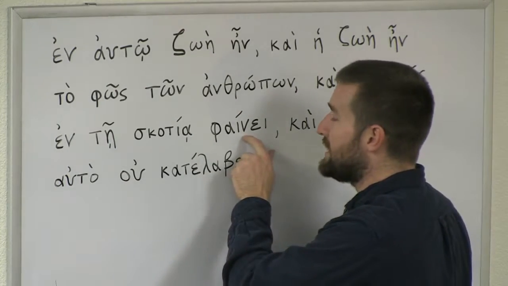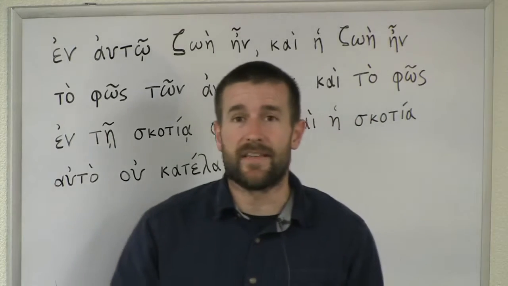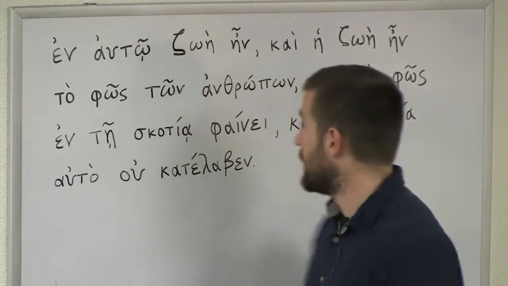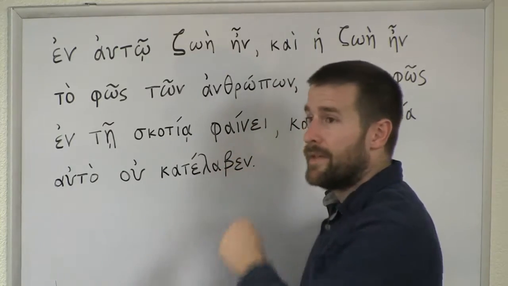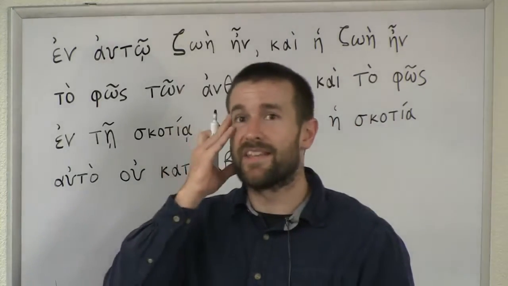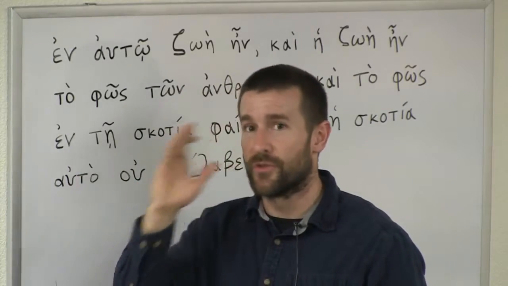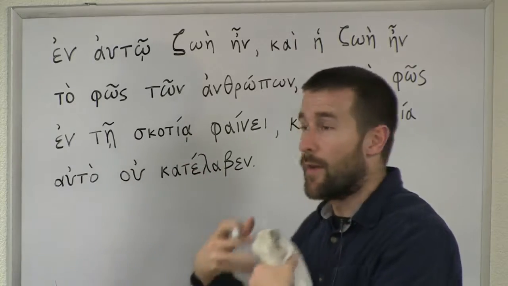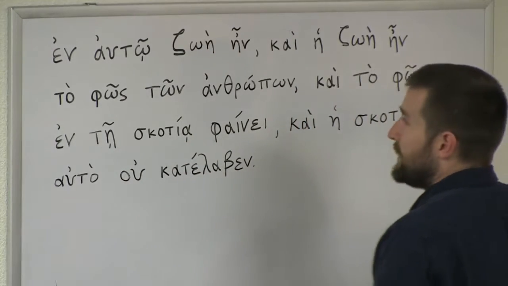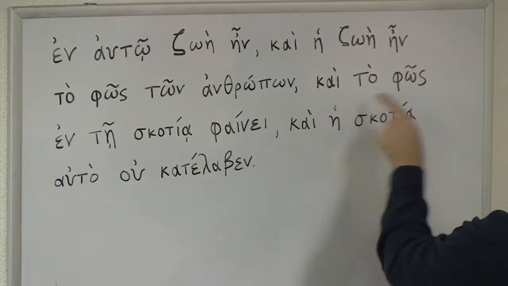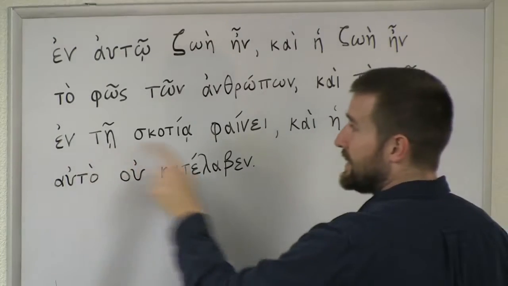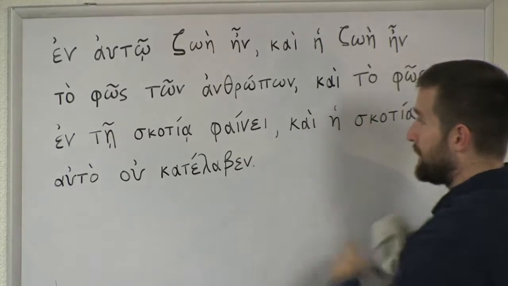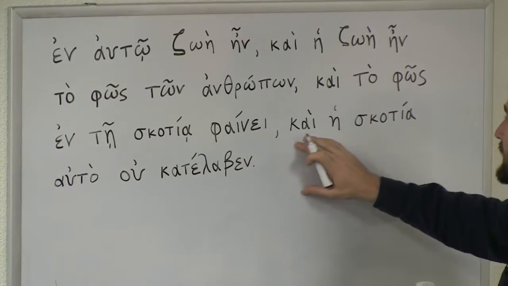Now, a quick, easy way to remember the word pheni is to think of our English word phenomenon. And our English word phenomenon comes from pheni, because a phenomenon is something that is seen or something that is observed. And pheni means to be seen, to shine, to appear, to sight. So we've got that phrase covered, kai to phos, and the light, and di skotia, in the darkness, shineth, pheni. Let's look at the last phrase now.